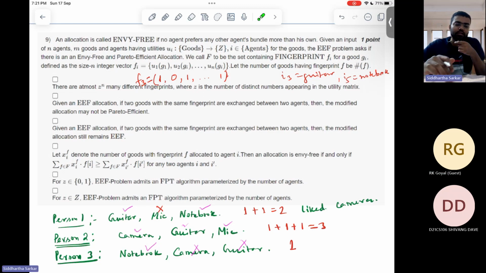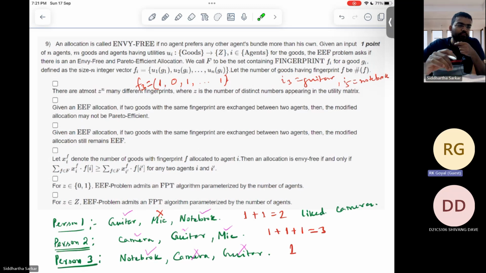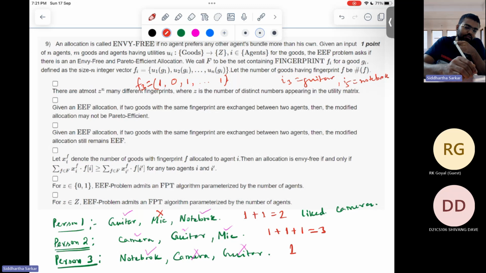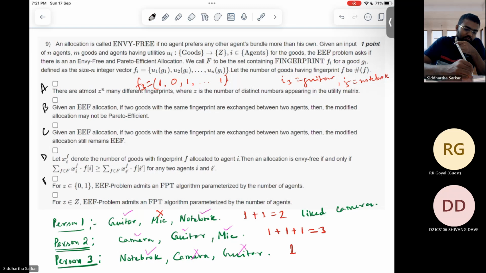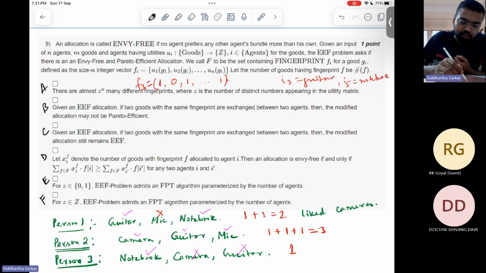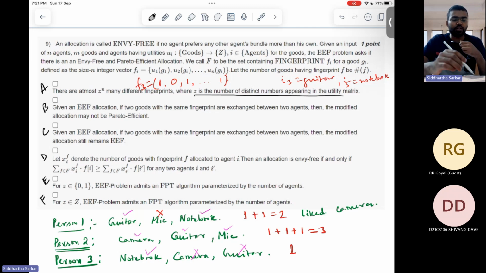So you understood what a fingerprint is. Now you can try this one. Question A. Let's mark the options A, B, C, D. Z is the number of distinct numbers appearing in the utility matrix. What is the utility matrix? Remember the utility matrix.